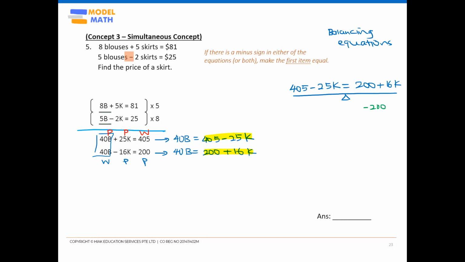Now, will the seesaw stay balanced when I take away 200? No, of course it will start to tilt. So this is where you need to make the seesaw balance by also taking away 200 on the left-hand side. I've taken away 200 on both sides so that the seesaw still stays balanced. Now we write down a new equation. Left side, 405 minus 200, you get 205. Minus 25k, bring it down, no change. Right side, no more 200, left with 16k alone. Plus 16k is just normal 16k.